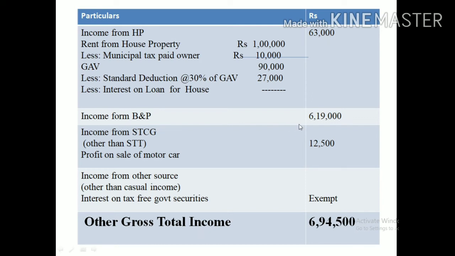The next one, income from business, already we calculated 6,19,000. Okay, next one, income from short-term capital gain other than STT we have, that is profit on sale of motor car, that is 12,500. The next one, income from other source other than casual income, we have interest on tax-free securities, but it is exempted. The name itself says tax free, so that is exempted. Then we get the gross total income, that is 6,94,500. Okay, on this amount claim deduction.